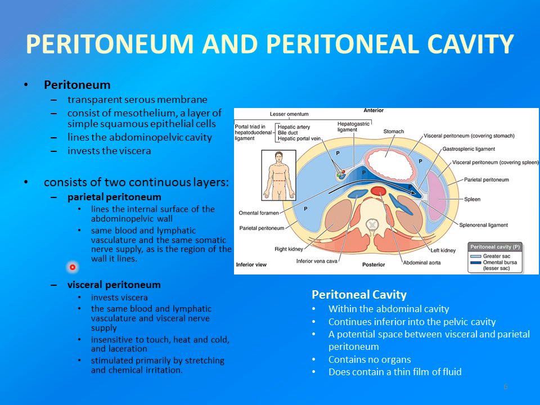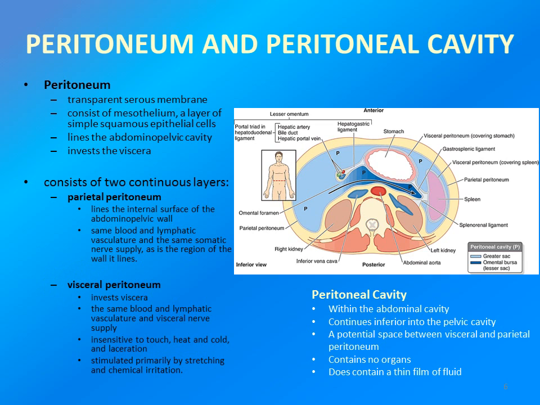Then there's the second layer, the visceral peritoneum. This is the layer that invests the viscera. It has the same blood, lymphatic vasculature, and visceral nerve supply that supplies the organ. It is insensitive to touch, heat, and cold, as well as laceration, but it is primarily stimulated by stretching and chemical irritation. The peritoneal cavity, then, is the potential cavity or space between the parietal peritoneum and the visceral peritoneum.